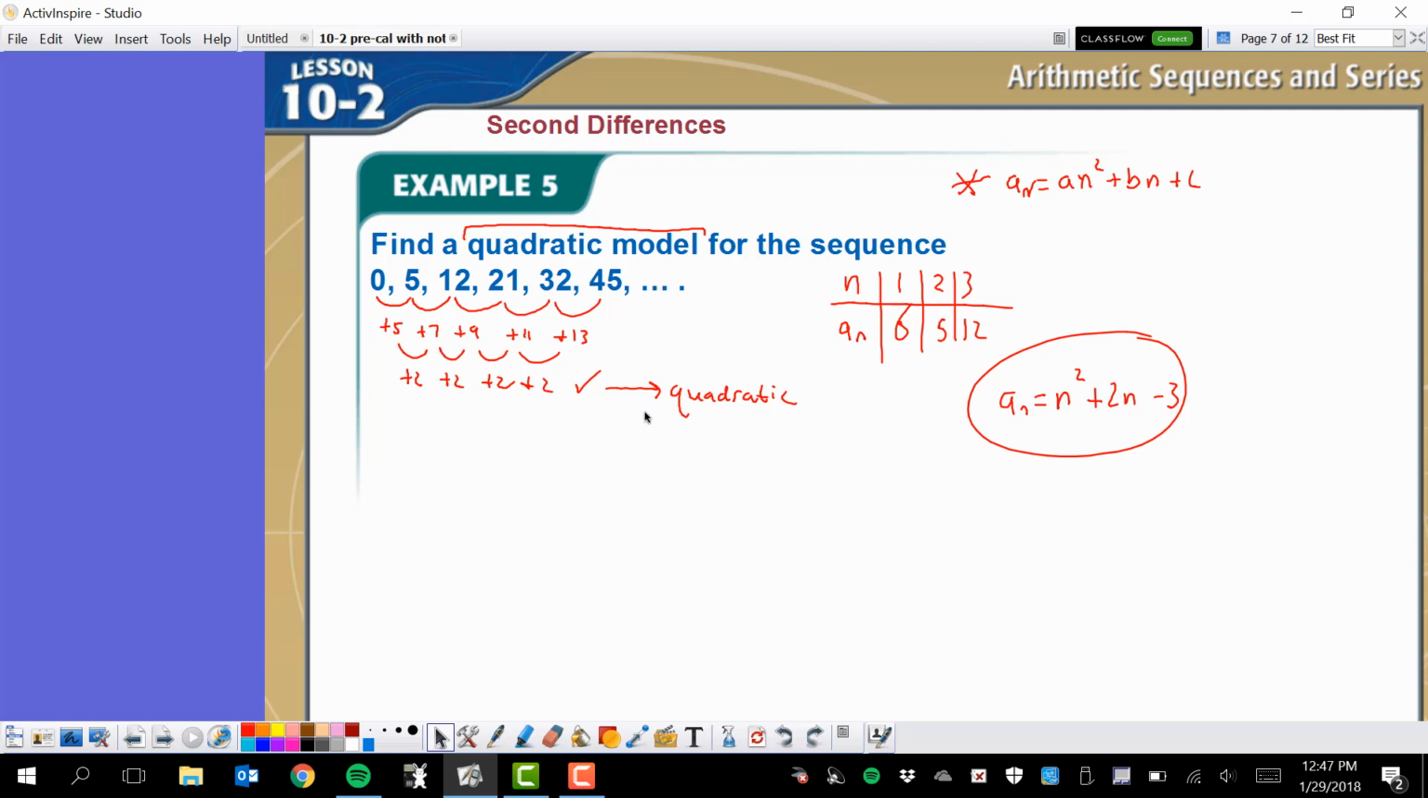So ideally I'd pull up my graphing calculator and show you what to do next, but I don't actually have my graphing calculator available. What we're going to do is a quadratic regression on the calculator to figure out what the formula is. The formula we're looking for is an squared plus bn plus c, and you're going to plug these 3 values in.